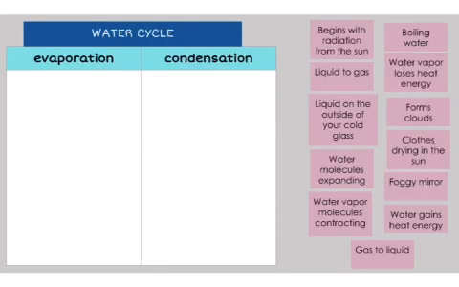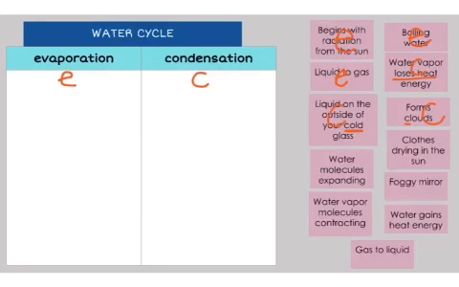So the difference in evaporation and condensation. I'm going to put an E for evaporation and a C for condensation. Begins with radiation from the sun. That would be evaporation. Boiling water is an example of evaporation. Liquid turning into a gas would be an example of evaporation, and that happens with radiation from the sun. Water vapor loses heat energy, so that means it's cooling. That's condensation. Liquid on the outside of your cold glass, we've got coldness going on, so we're losing heat energy. That's condensation. Forms clouds. There's your C.